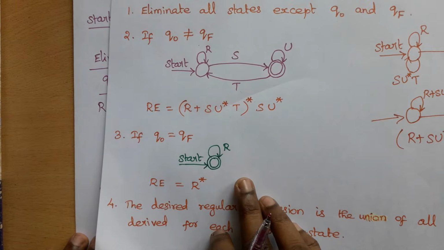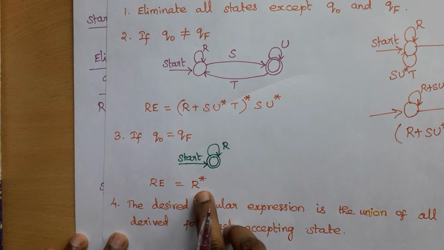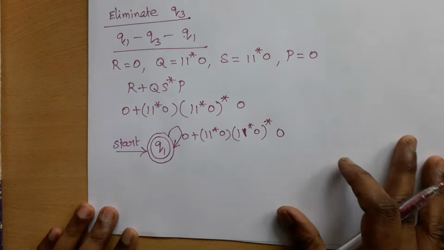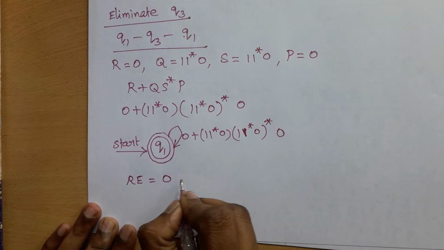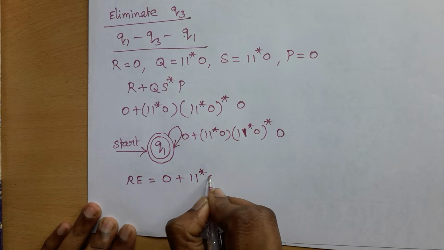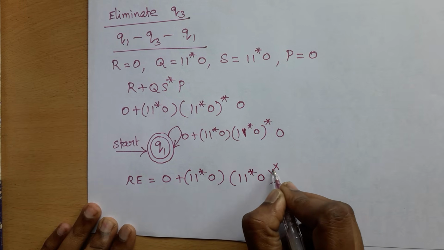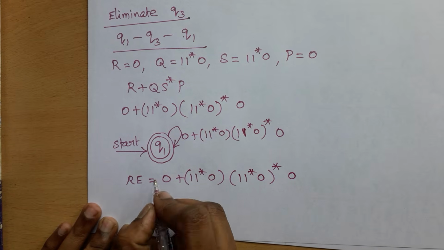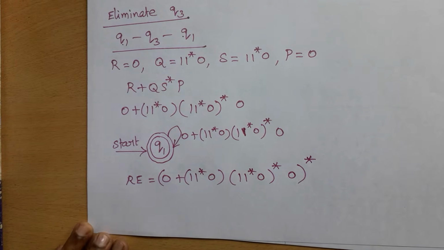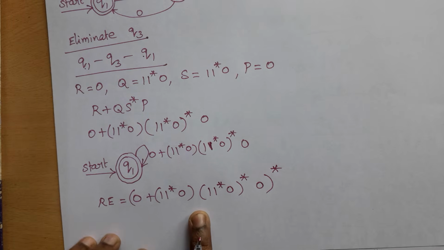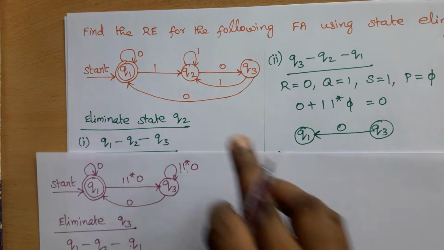Now we are in this condition. So what is the regular expression? This R star. So the regular expression for this DFA is 0 plus 1 1 star 0, 1 1 star 0 star, 0, this entire expression whole to the power star. So this is the corresponding regular expression equivalent to the given DFA. Thank you.